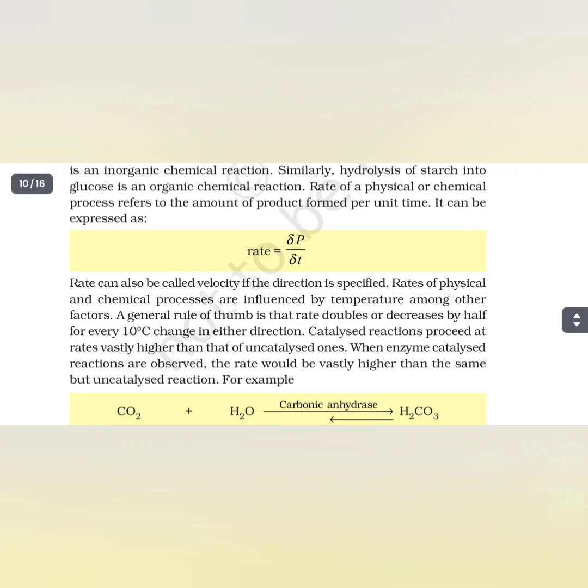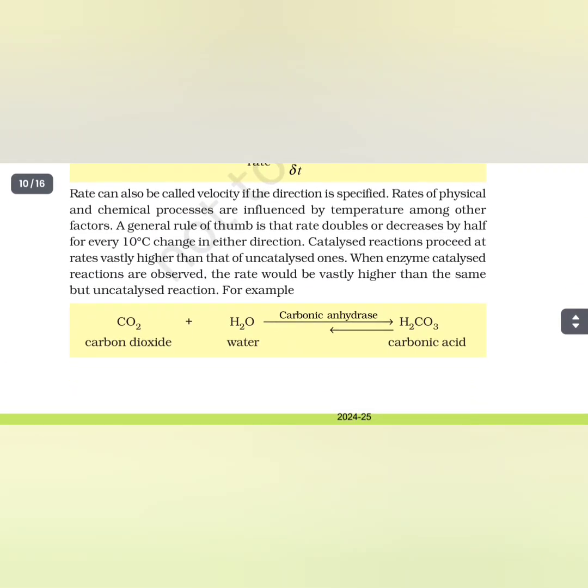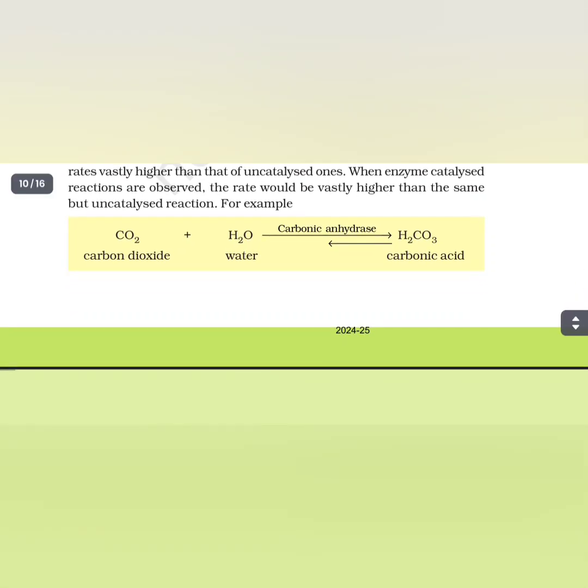Rates of physical and chemical processes are influenced by temperature, among other factors. A general rule of thumb is that the rate doubles or decreases by half for every 10 degrees Celsius change in either direction. Catalyzed reactions proceed at rates vastly higher than that of uncatalyzed ones. When enzyme-catalyzed reactions are observed, the rate is vastly higher than the same but uncatalyzed reaction. For example, CO2 plus water goes to carbonic anhydrase and carbonic acid.